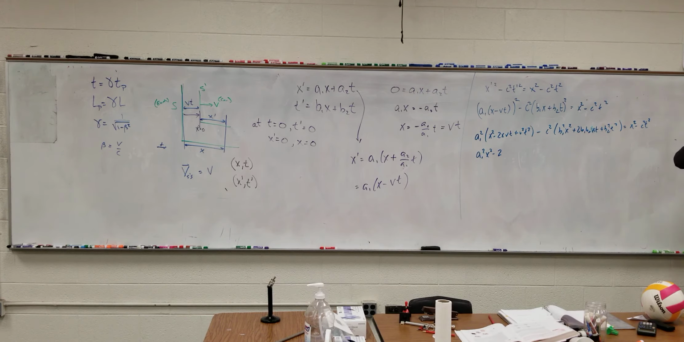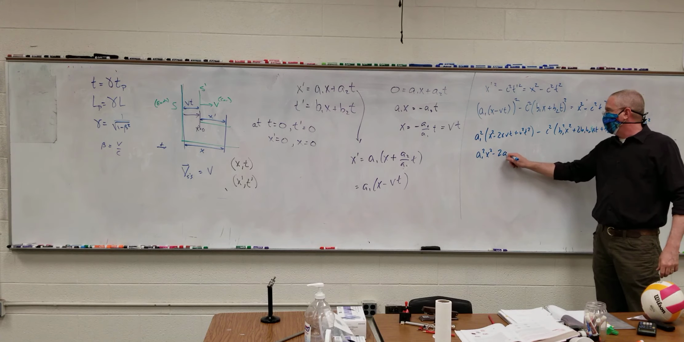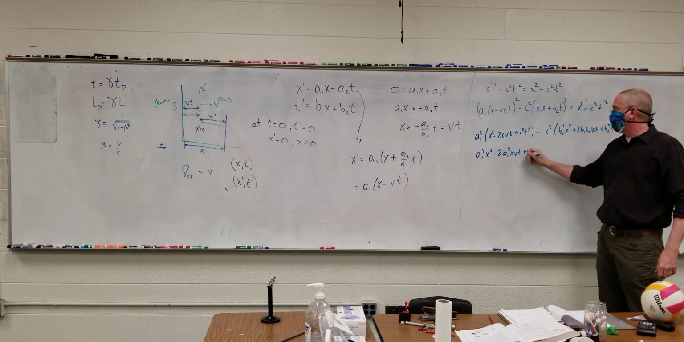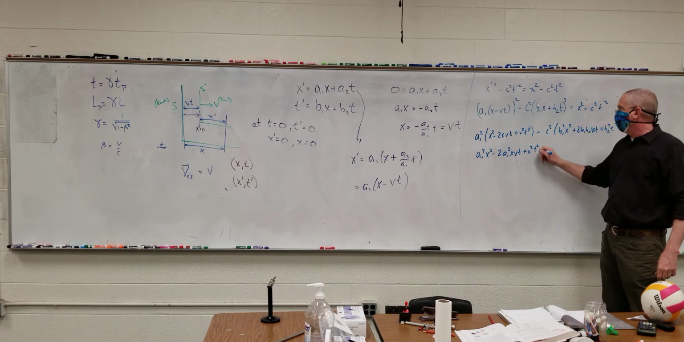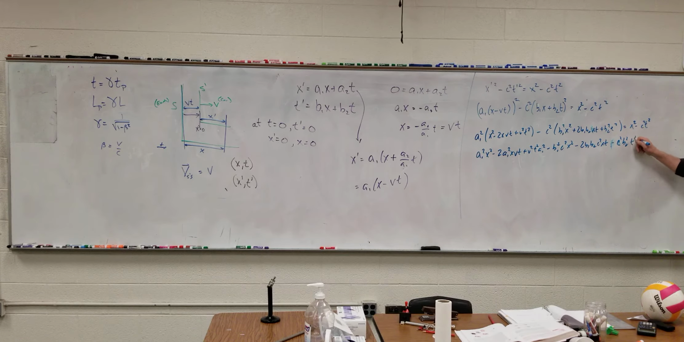All right, small little interlude there. All right, continue on with just the absolute spectacular derivation here. a1 squared times x minus vt, plus v squared t squared, a1 squared minus b1 squared c squared times x squared, just distributing, minus 2 b1 b2 c squared xt, minus c squared b2 squared t squared equals x squared minus c squared t squared. So incredibly obvious at this point, right?